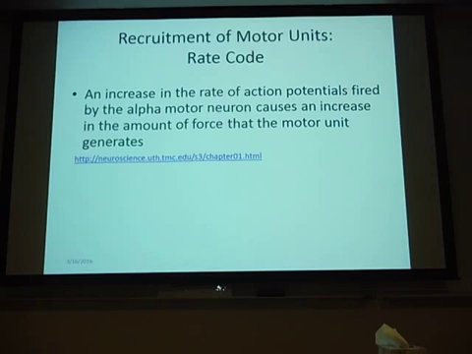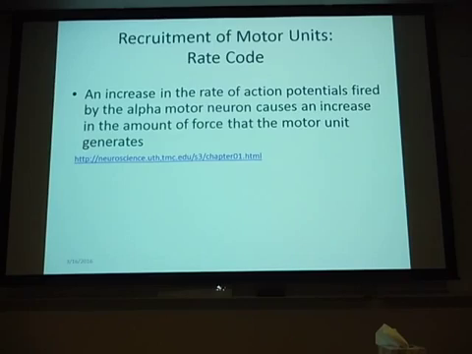Okay, so that's one. The size principle is one way motor units get recruited. The other is the rate code, and the rate code states that as there is an increase in action potentials fired, that alpha motor neuron increases the amount of force that motor unit can generate. So it increases the number of action potentials or the firing to that muscle, which is going to increase the rate or intensity of muscle contraction.